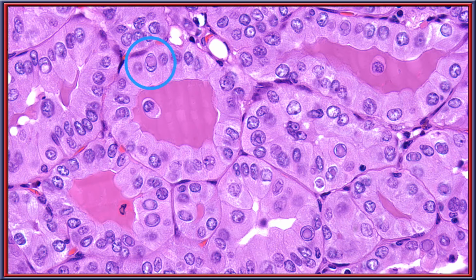Intranuclear cytoplasmic inclusions, when they are present, can be an exceptionally helpful feature, although they need to be very specific, where it is the cytoplasm being pushed into the nucleus.